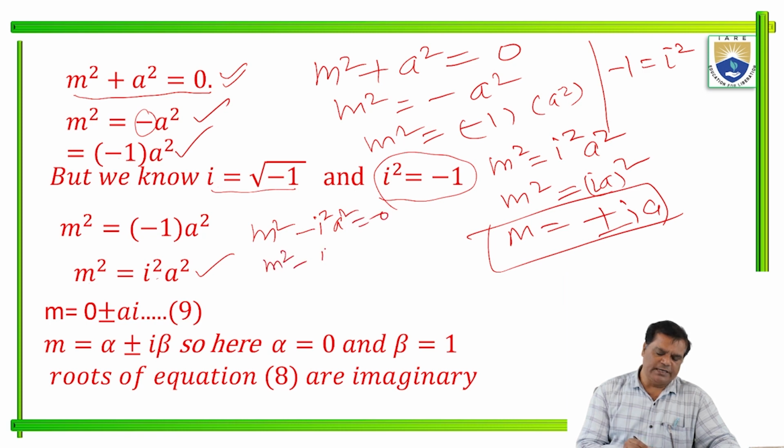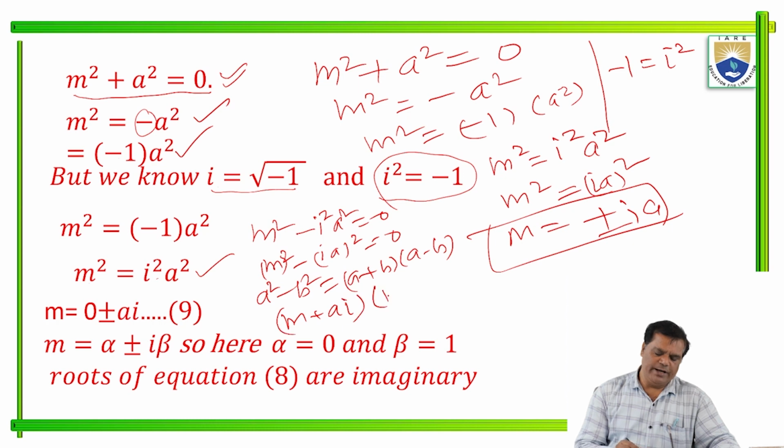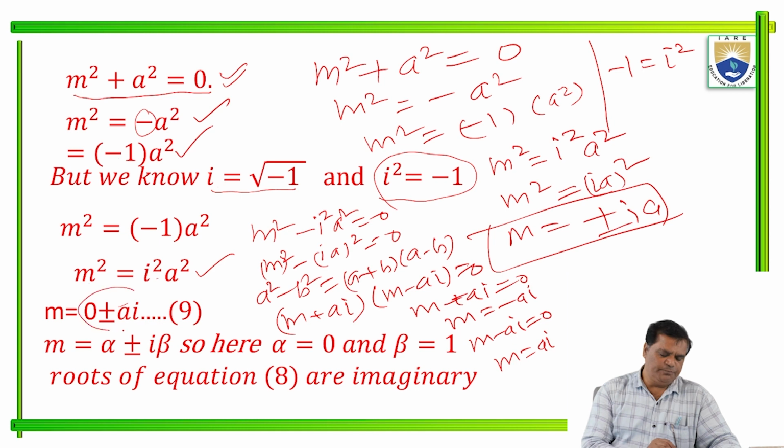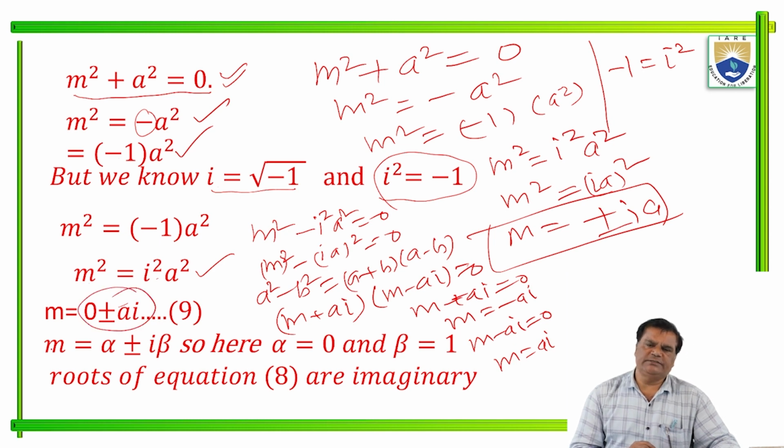So m square minus (ia) whole square equal to 0. This is m square. Applying the formula a square minus b square equals (a plus b)(a minus b), we get (m plus ai) into (m minus ai) equal to 0. If m plus ai equal to 0, it means m equal to minus ai. If m minus ai equal to 0, then m equal to ai. So the value of m is plus minus ai. This is equation number 9.